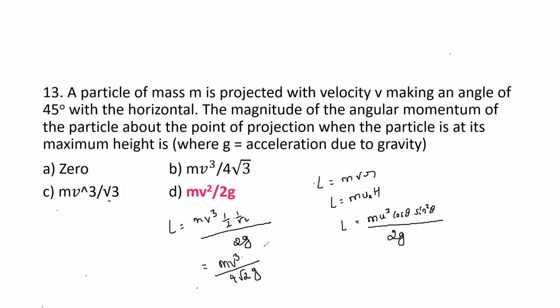Here, actually option C is there. Options B and C are copied the same by mistake. So the correct option is m v cube divided by 4 root 2 into g. You can take option C here, since option C and B were mistakenly copied the same. So the correct option is m v cube divided by 4 root 2 into g, right?